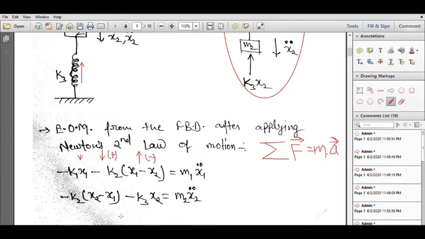Now for the mass m2, the force K2 into x2 minus x1 is acting in upward direction, so I'll write minus K2 into x2 minus x1. Similarly, the force K3 into x2 is also acting in upward direction, so I'll write minus K3 into x2, and that should be equal to m2 into x2 double dot. Again, x2 double dot is the acceleration of mass m2.